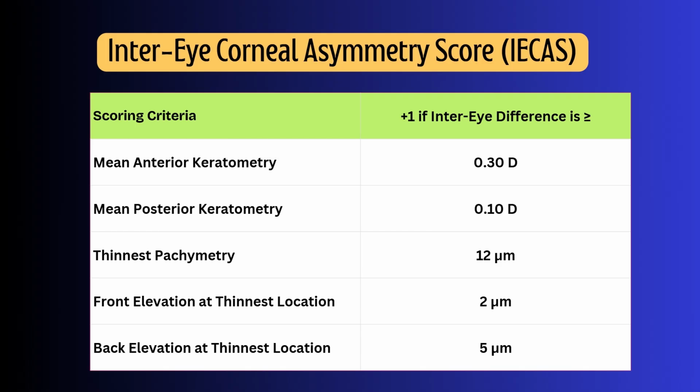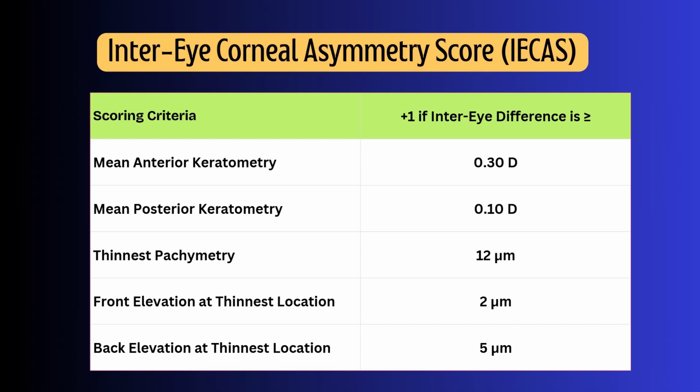Another valuable tool in keratoconus diagnosis is the Inter-Eye Asymmetry score, which compares the corneal parameters between both eyes of a patient. As we know, keratoconus is often bilateral but asymmetric, so detecting subtle differences between the eyes can help identify early or subclinical ectasia. Here's how it works. Each parameter that exceeds a predefined threshold is given a +1 point. These are the commonly used thresholds. For mean anterior keratometry difference more than 0.30 diopters, a +1 score is given.